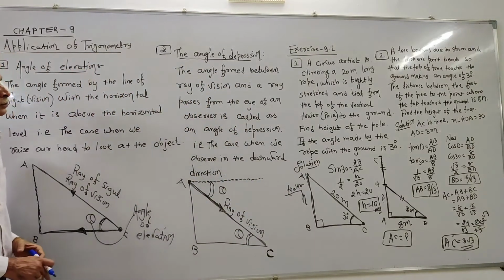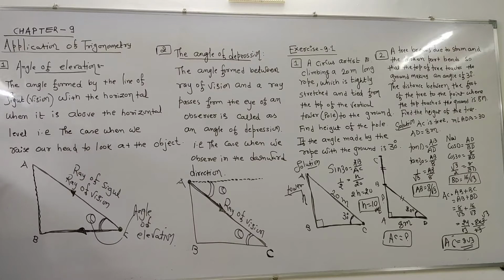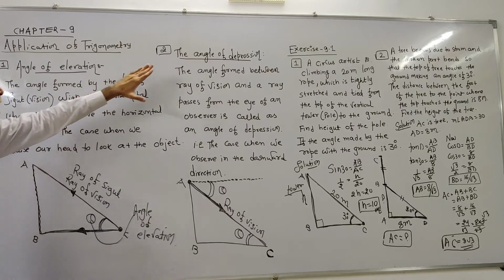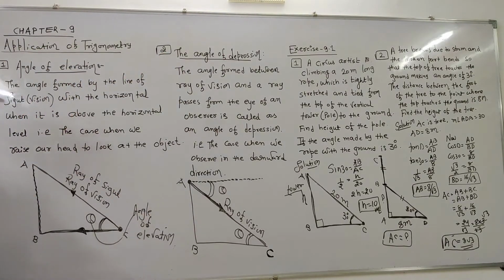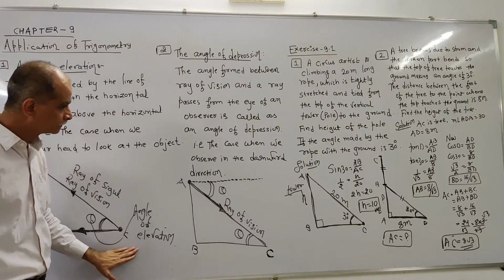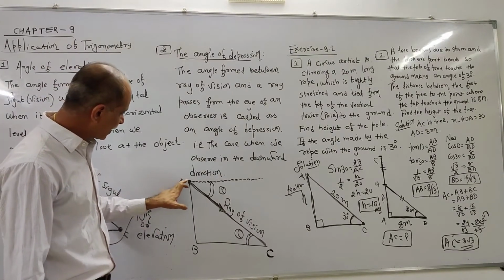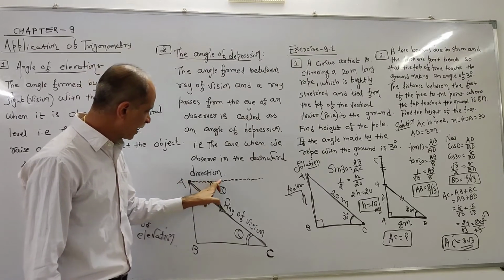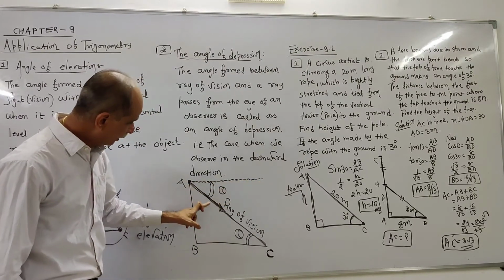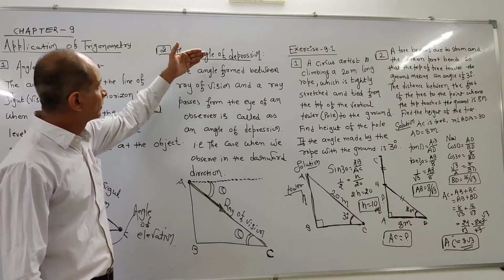So today we have understood two main concepts, the angle of elevation as well as the angle of depression. When you observe in a downward direction you have to use the angle of depression, and when we see in the upward direction then you have to use the angle of elevation. The angle between the ray of vision and the horizontal line passing from the eye of an observer is known as the angle of elevation. When you observe in a downward direction, then the angle between the horizontal line passing from the eye of the observer and the ray of vision is known as the angle of depression.